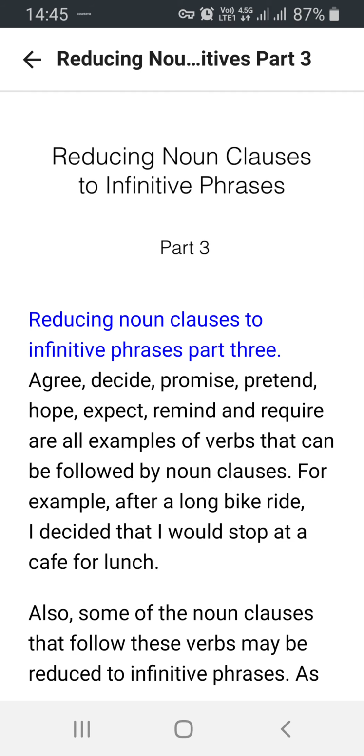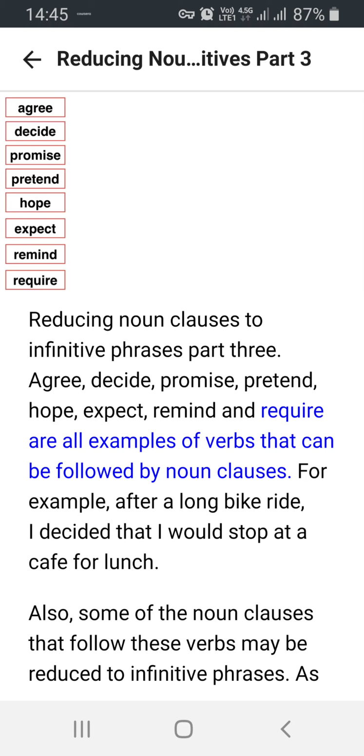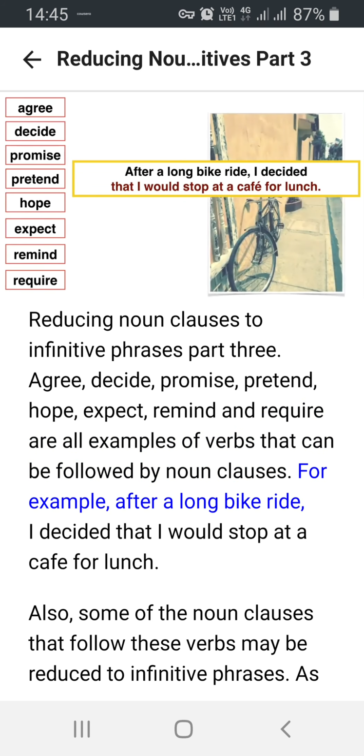Reducing noun clauses to infinitive phrases, part 3. Agree, decide, promise, pretend, hope, expect, remind, and require are all examples of verbs that can be followed by noun clauses. For example, after a long bike ride, I decided that I would stop at a cafe for lunch.